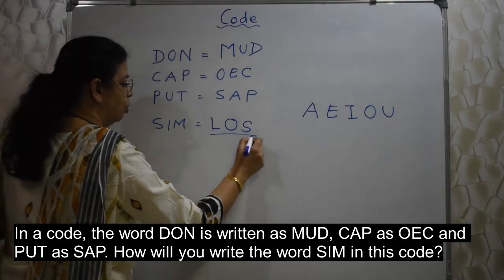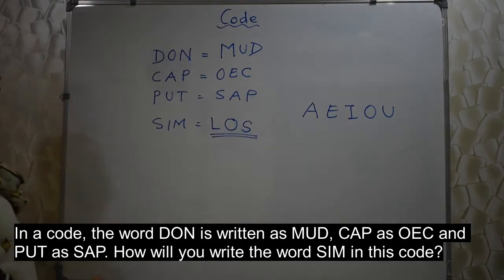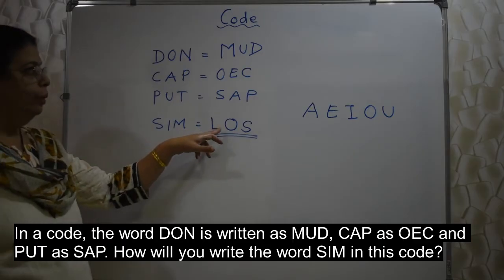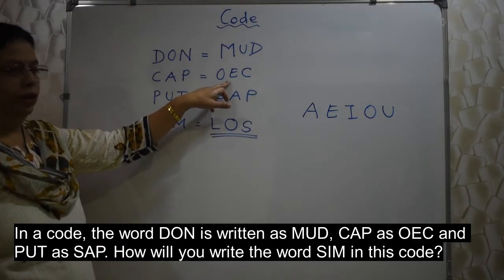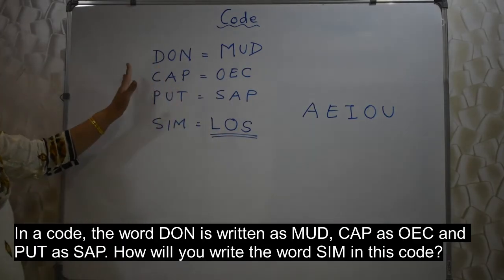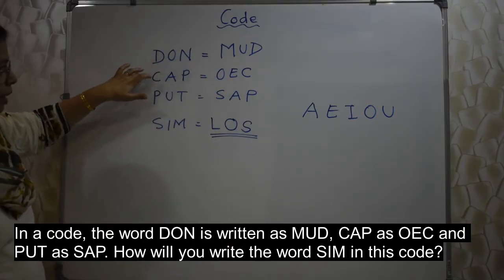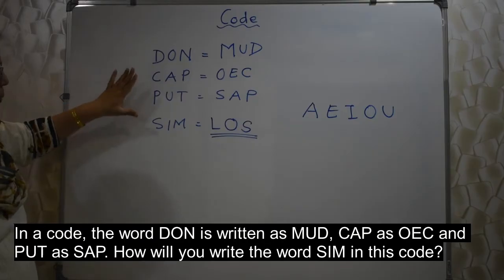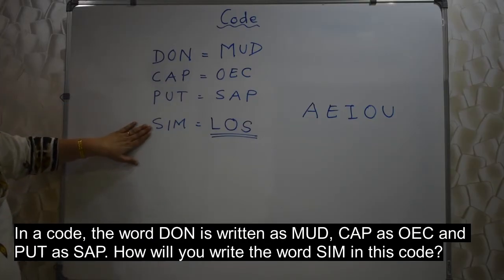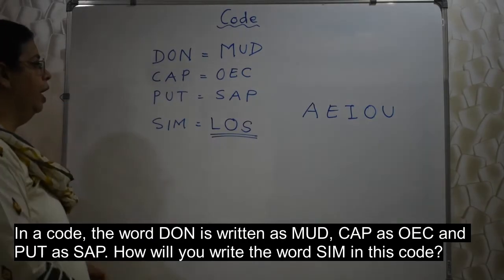L. So our answer is LOS. It has got no meaning. This has got no meaning. Doesn't matter. It's a conversion in some method. Same method is applied here. So we are supposed to apply the same method here. Okay. So our answer is LOS.